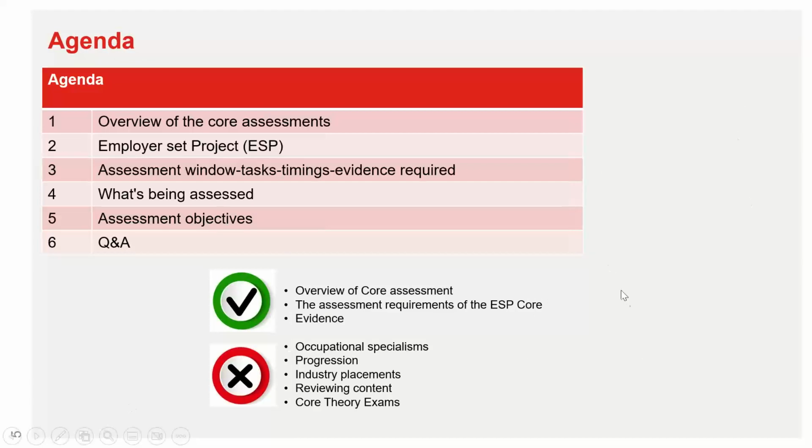So the agenda today, I'm just going to give you a quick overview of the core assessment. Regarding the Employer Set project, the assessment windows and the timing and evidence required for each task, what's being assessed, the assessment objectives, and again, at the end, any questions you want to ask us via our question section. Today, it's just going to be the overview of the core assessment, the required evidence for the Employer Set project and what we're looking for. In this webinar, we will not be talking about the occupational specialisms, progression, industry placement, reviewing the content, and the core theory examinations. These are done at separate webinars.